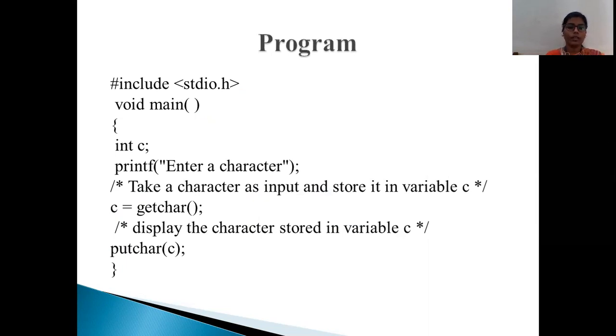Let us follow the syntax of the getchar function. c is equal to getchar. Here we take a character from the user. Next, display the character stored in variable c. So here we use the putchar function, then curly bracket close. This is a simple program. Here we use two functions, input and output functions, getchar and putchar.